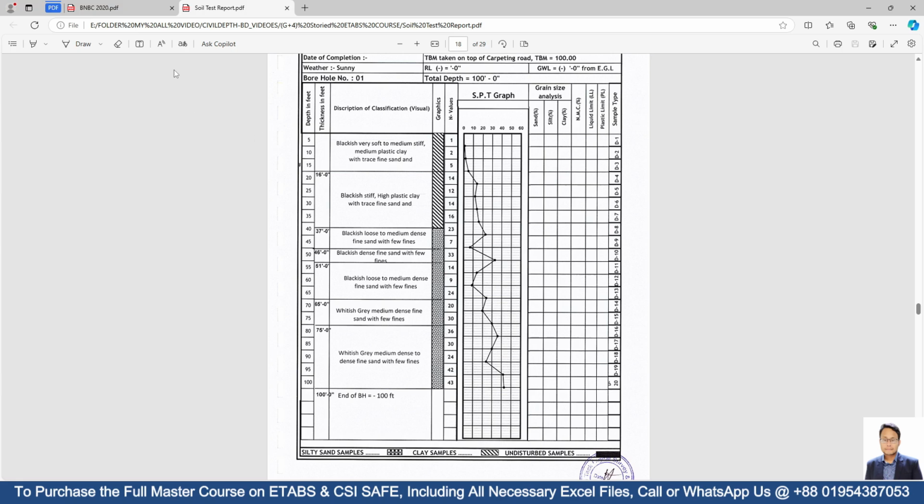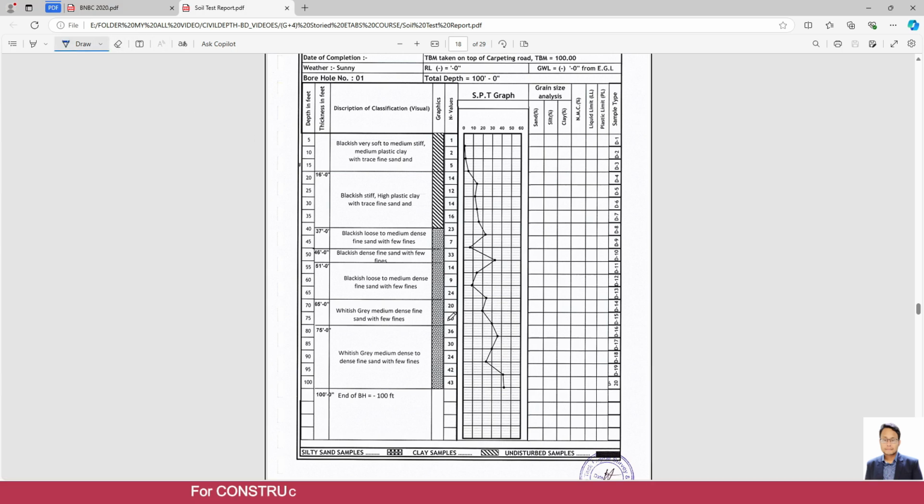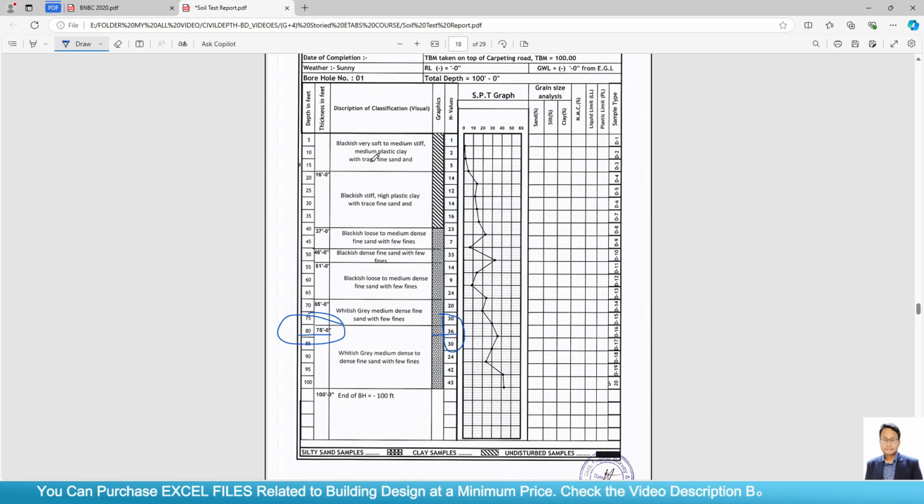Suppose here these values are kind of similar, so we can take this layer as the hard layer for our pile foundation. That means here this is 80 feet, or you can go for any other kind of foundation. If you are going for the design of shallow foundation, in that case you have to take a layer from here maybe, okay.